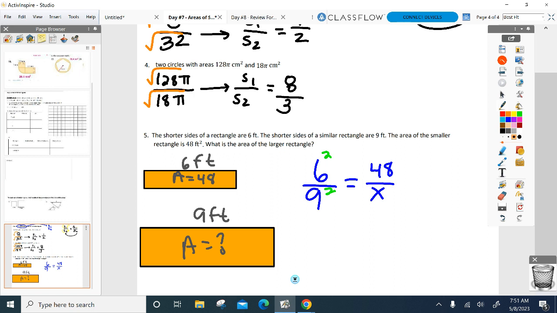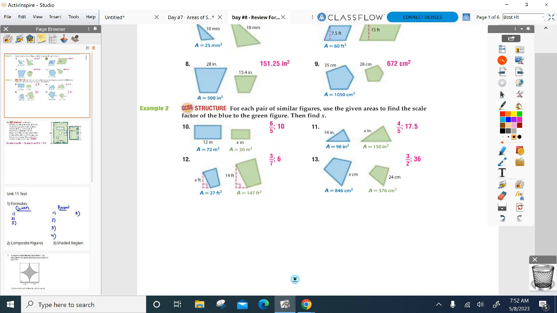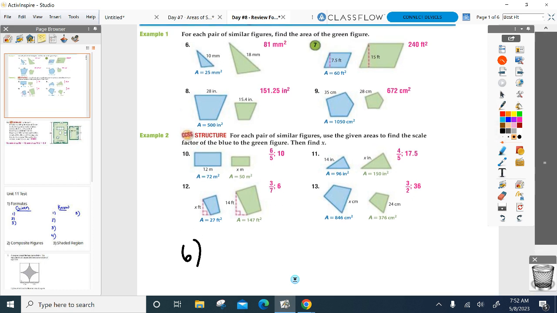Anything you want to ask here? So as you go, here's you had what, 6-13, I believe, correct? All right, so I'll do number 6 with you here. These two triangles are similar. You see the sides, right? What's the area of the green figure?